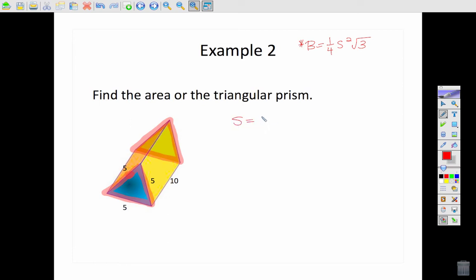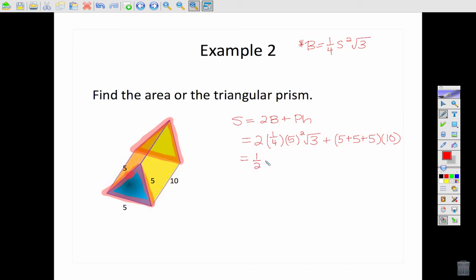All right, so we'll go back to our surface area formula, and it's our 2 bases plus the perimeter times the height. So 2 of those bases is going to be 2 times 1/4 times s squared, so that would be 5 squared, times the square root of 3, plus the perimeter, which again, we just add up the edges of the base, times the height, which is 10 in this case.